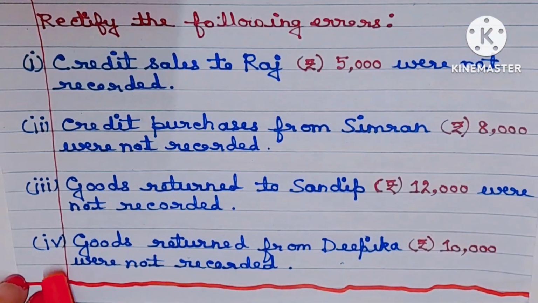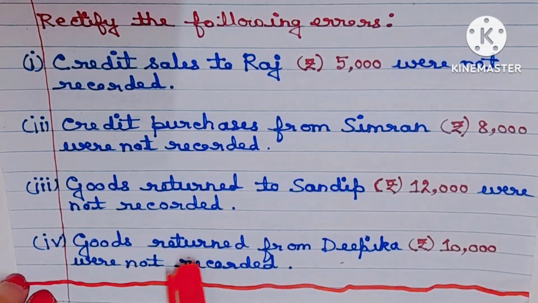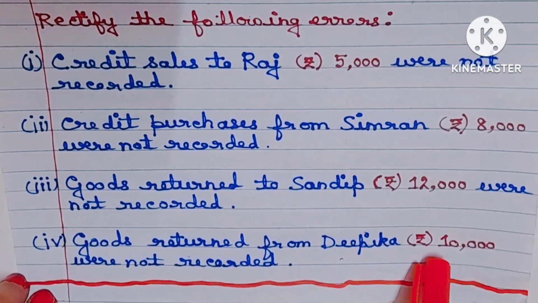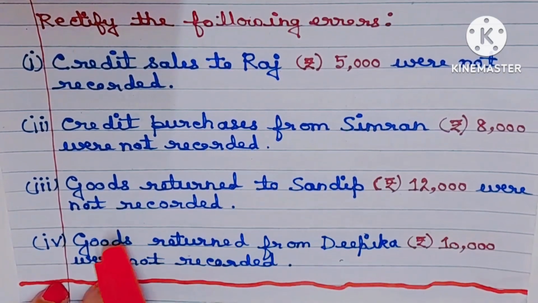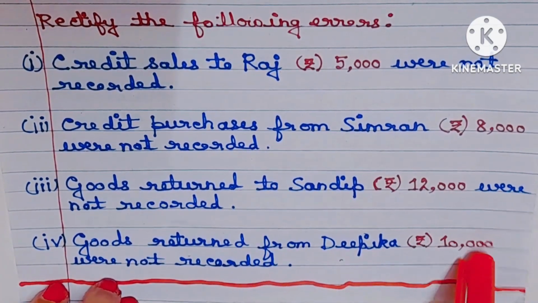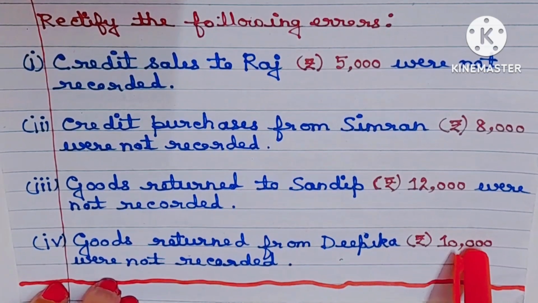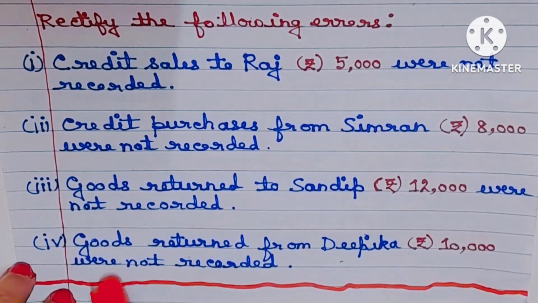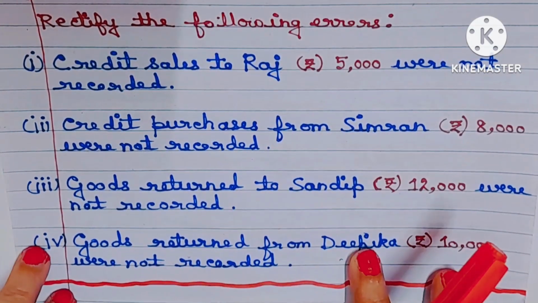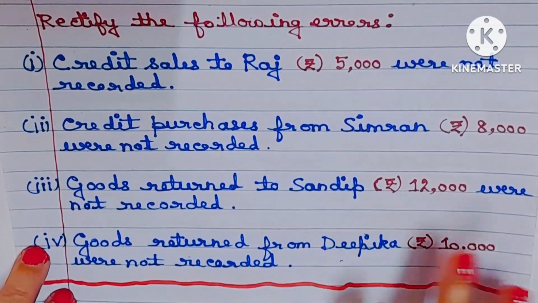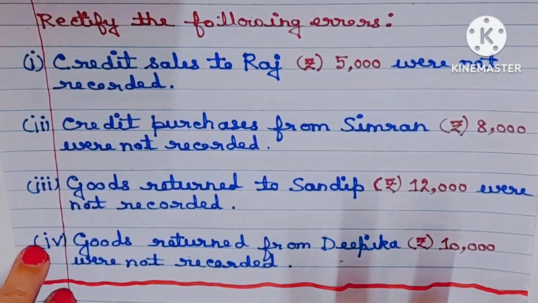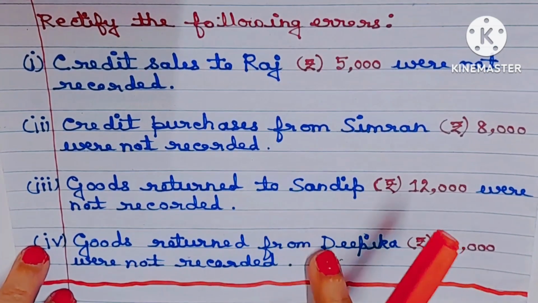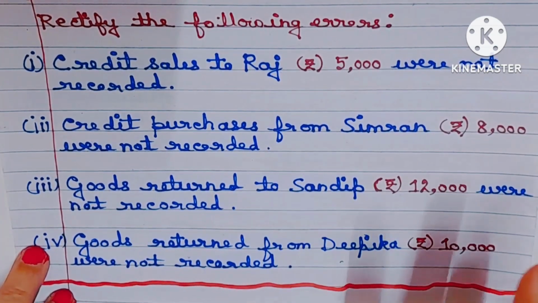Okay. Now let's see the last transaction. The last transaction is number 4. Goods returned from Deepika rupees 10,000 were not recorded. Now, what is the correct part? Goods returned from Deepika rupees 10,000. This is the correct part. And which is the wrong part? Were not recorded. Understood? Always read the correct part first, then go through the wrong part.